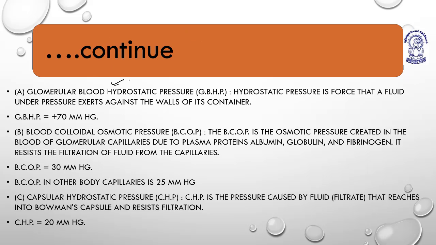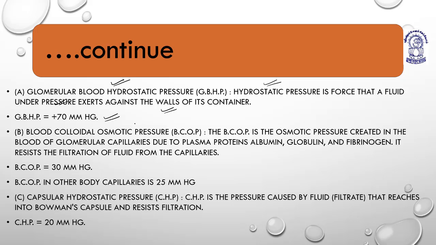Glomerular blood hydrostatic pressure. The hydrostatic pressure is a force that a fluid under pressure exerts against the walls of its container. So glomerular blood hydrostatic pressure is basically the pressure exerted by the fluid under pressure against the walls of its container. It is also known as the glomerular hydrostatic pressure. It is around 70 millimeters of mercury.